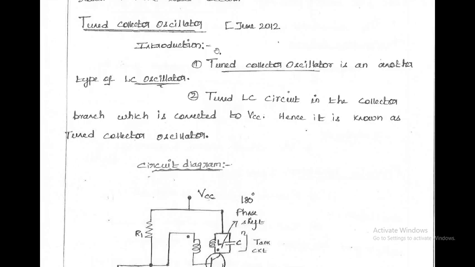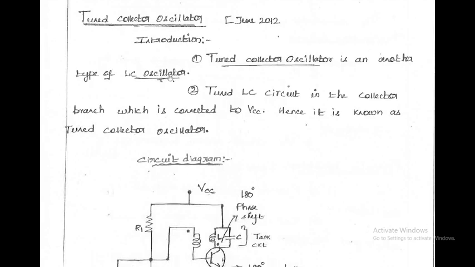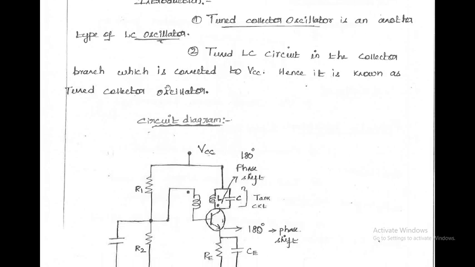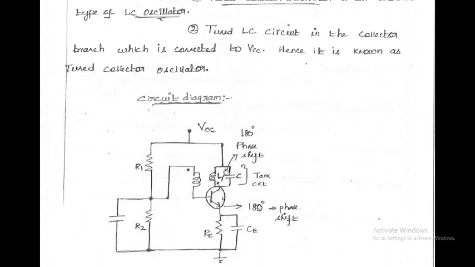So first of all, we can discuss this tuned collector oscillator. It is another type of LC oscillator. So we can discuss the circuit diagram. This tuned LC circuit is connected in the collector branch, and this LC circuit is directly connected to the VCC power supply. So that's why it is called a tuned collector oscillator.